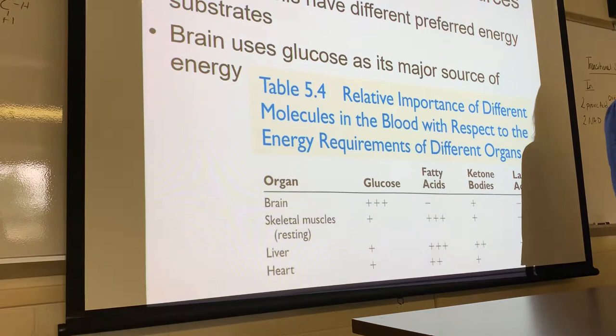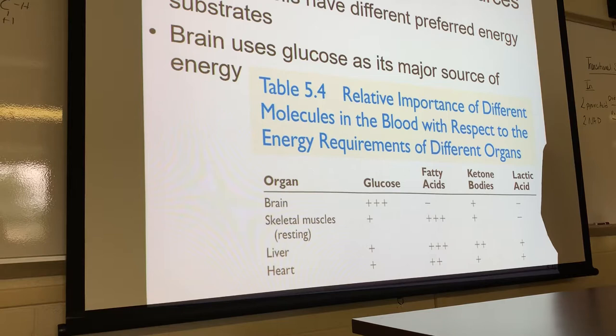So fatty acids are a big deal, and again, most of the time we have a pretty good supply of fatty acids floating around in our bloodstream just for the purpose of having it there for when we need to make ATP.